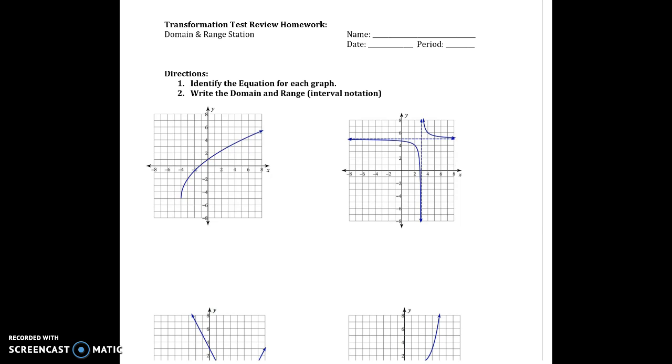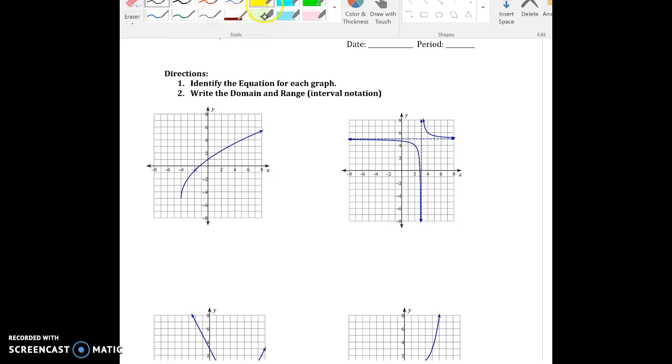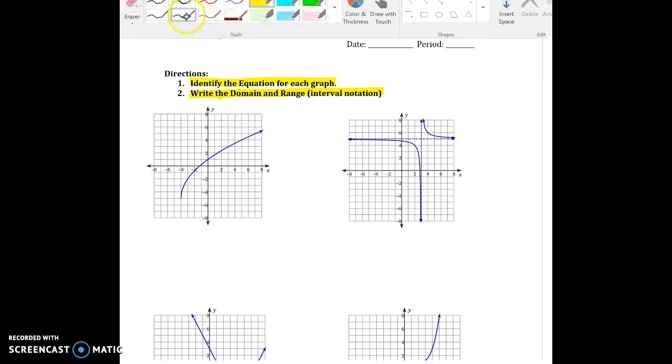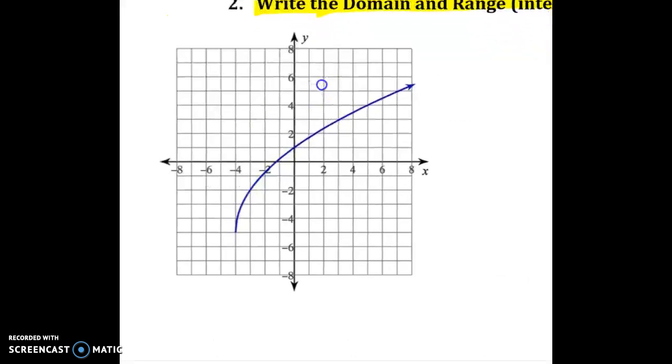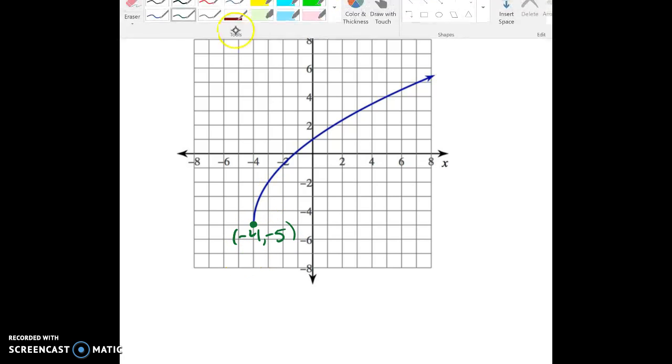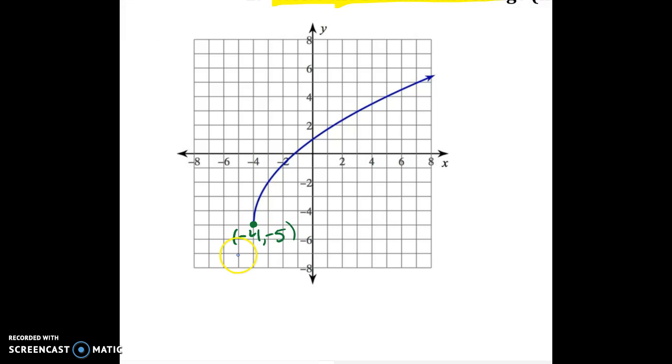All right, let's look at each function here. We know that we have to identify an equation, and we also have to write the domain and range, right, in interval notation. So first, I need to make sure I have 2 of my key points. I'm going to zoom in on this graph here. My locator point is down here, and that is -4, -5. That gives me 2 values. It gives me my h, and it gives me my k.